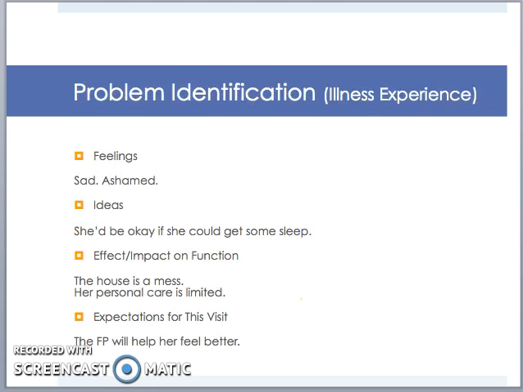So, for example, in the postnatal depression problem identification, points will be given in the illness experience for identifying the five, as in the character states that they feel sad, ashamed, that their idea is that she'd be okay if she could get some sleep. Impact on function is through the house being a mess and personal care being limited, and they expect the family doctor will help them feel better.